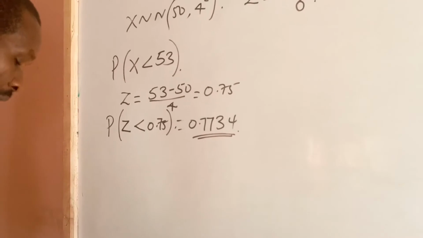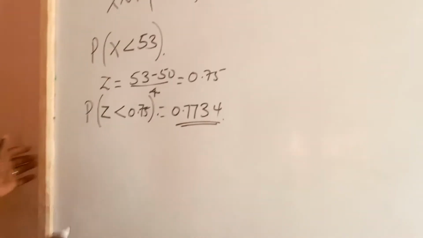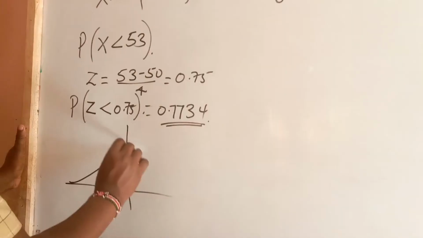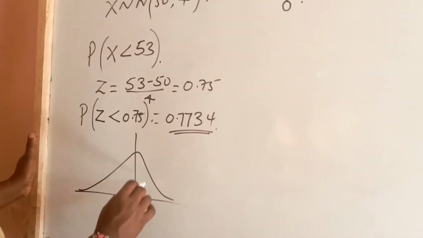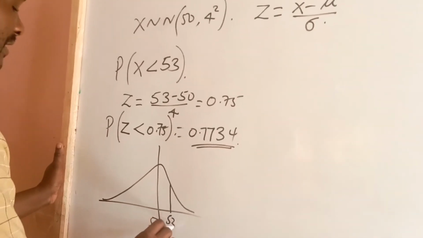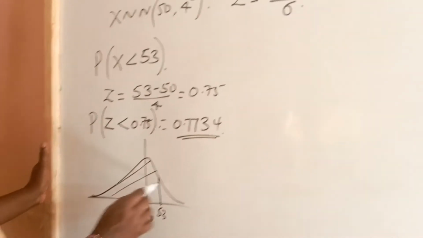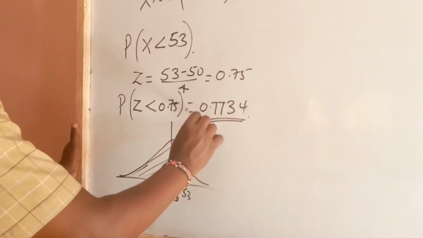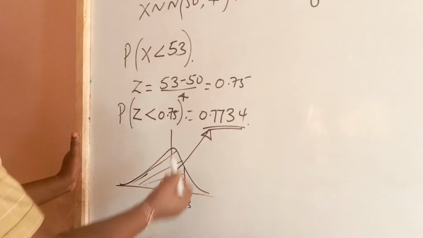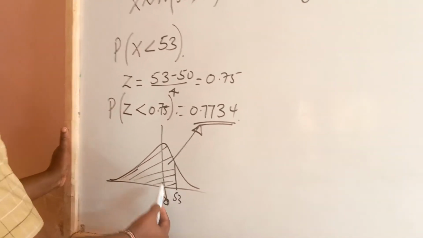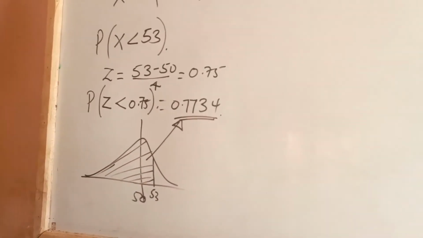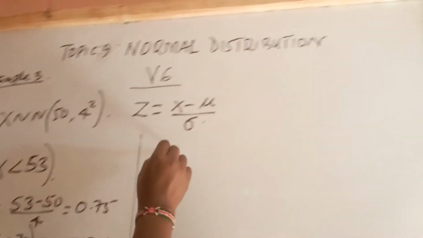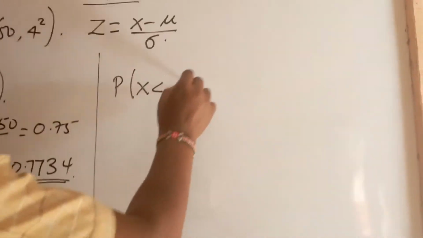You may present this information using the model. Our mean is 50, so our 53 is to the right of 50, and we want the area of this shaded region. So when we are talking about 0.7734, it makes a lot of sense because you can already see it's more than half.